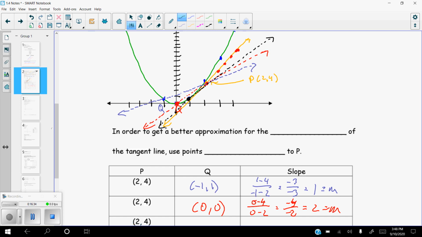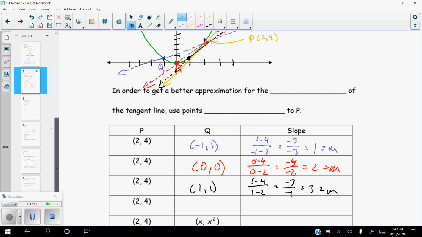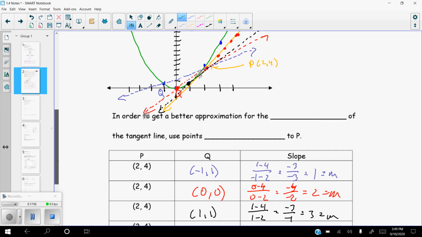And again, hopefully what you can see is it's not the best approximation, but it's getting closer. So now we went to the point (1, 1). And let's do a slope. So that's going to be (1 minus 4) over (1 minus 2). So we get negative 3 over negative 1, which is 3. Okay, we're getting a higher slope as we go, which makes sense because the slope that we want is steeper than these ones that we're approximating. So it does make sense.